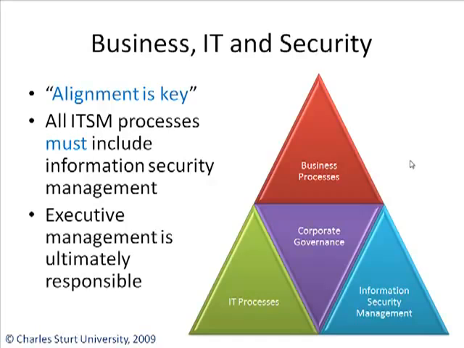Also, realize this one, ultimately it's executive management that's responsible for information security management. They need to set the guidelines. They need to support a security policy. They need to make sure that the business operates within the corporate governance set of rules. So realize that the business processes, IT processes and information security management all need to integrate with each other.